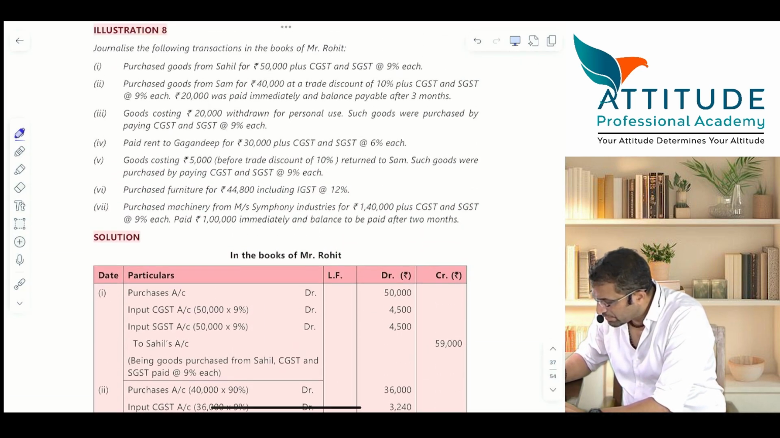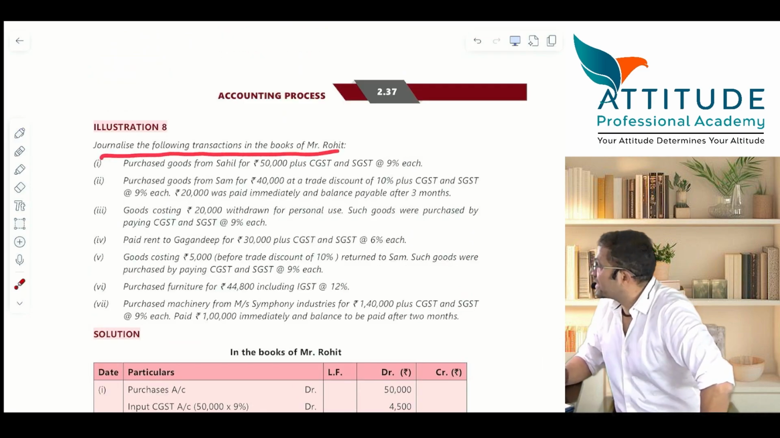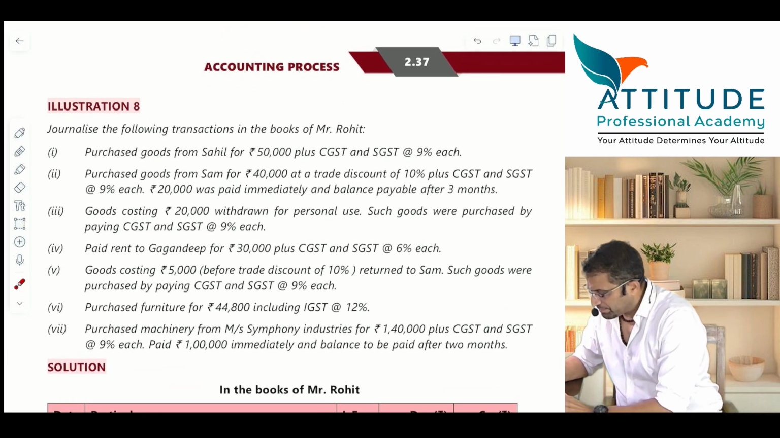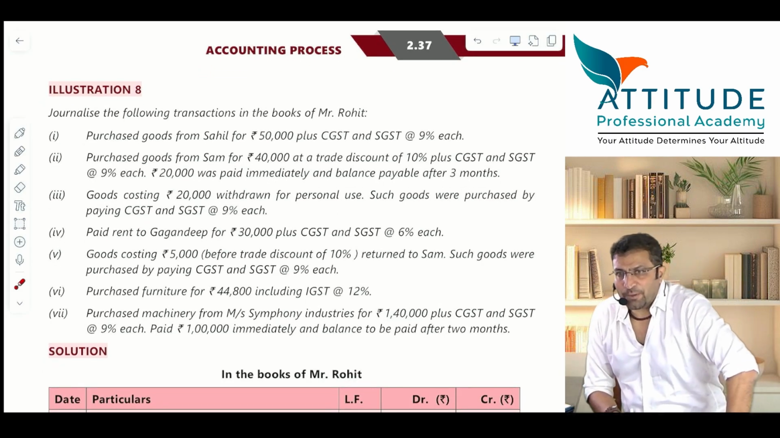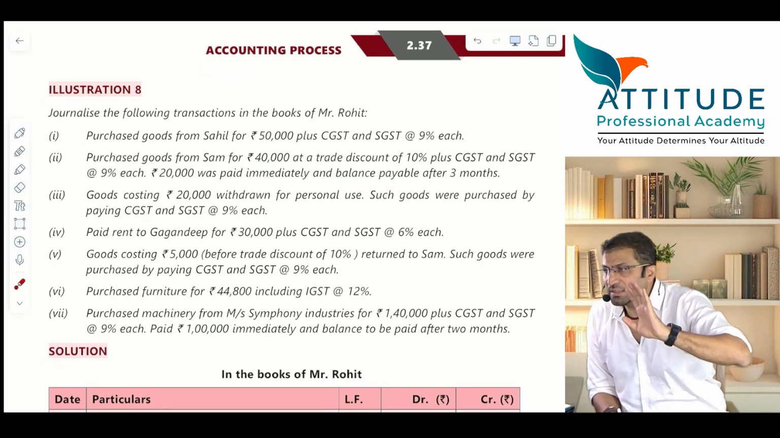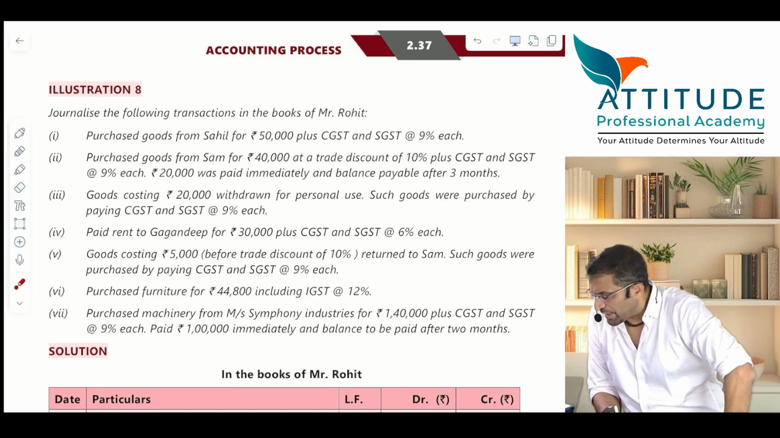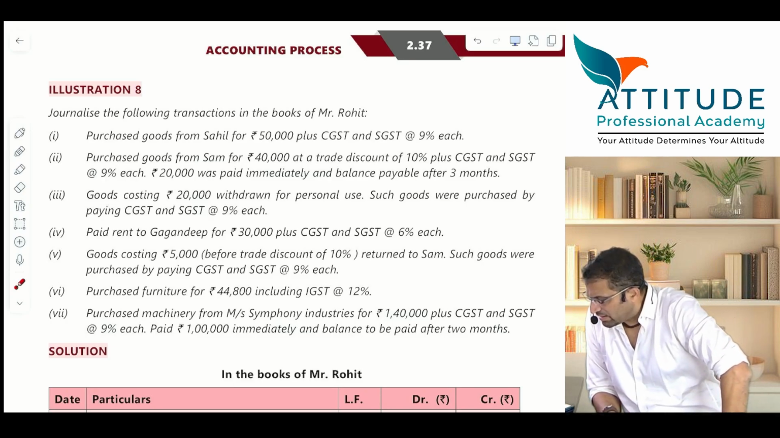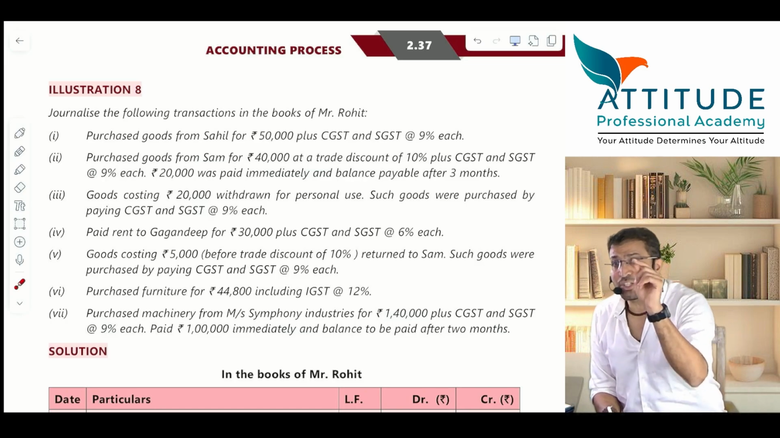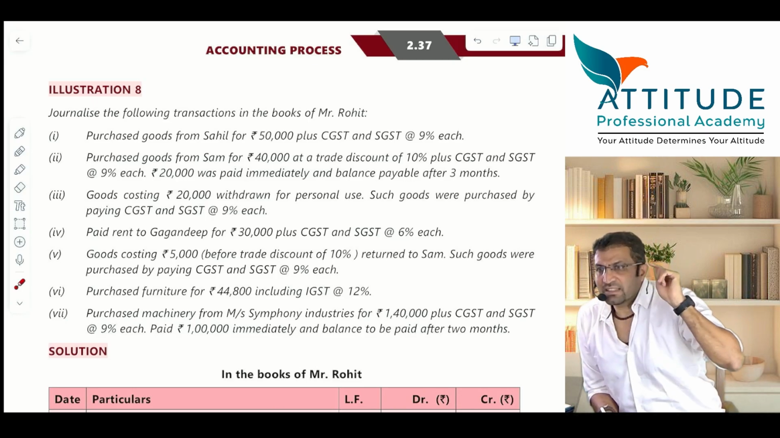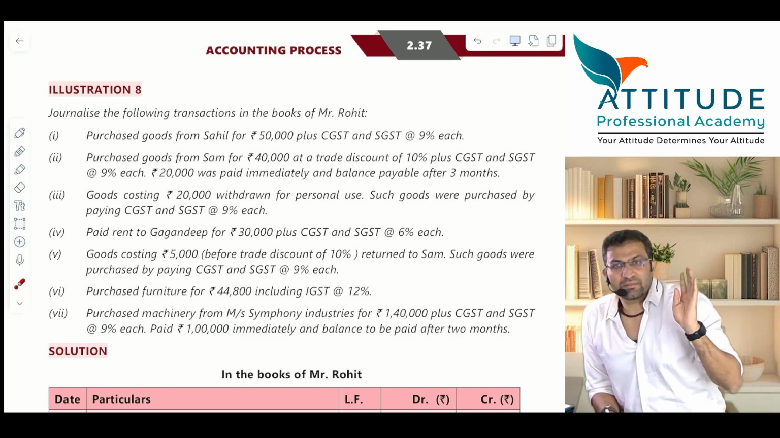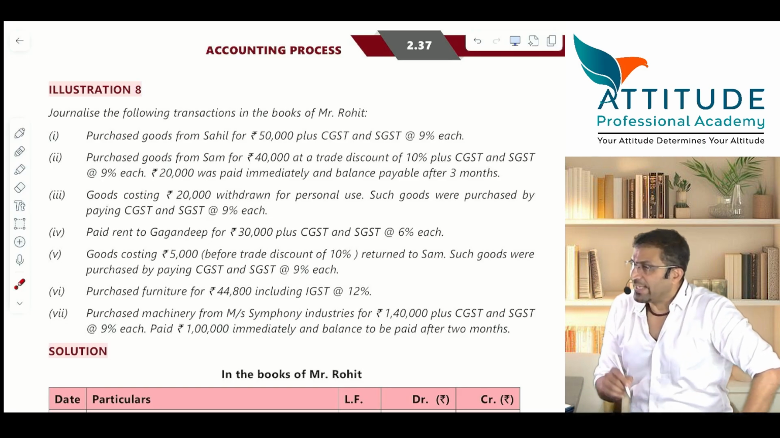First, journalize the following transactions in the books of Mr. Rohit. Is it there? Okay, first one. I'll read it for you. Let us assume you are Mr. Rohit. Journal entries in your books. Purchased goods from Sahil, rupees 50,000 plus GST, CGST and SGST 9% each. So CGST is 9%, SGST is 9%, 50,000 is the purchase price. Clear? Can you please tell me the entry?